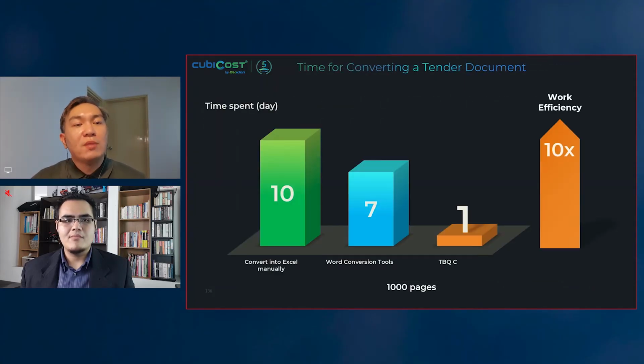So TBQC can improve QS efficiency in all this preparatory work by 10 times. Because QS only need to spend a few minutes to convert 1000 pages from PDF to a digital BQ with all the formats. So topping up with checking or correction time, it only takes at least like 1 day to get the job done.